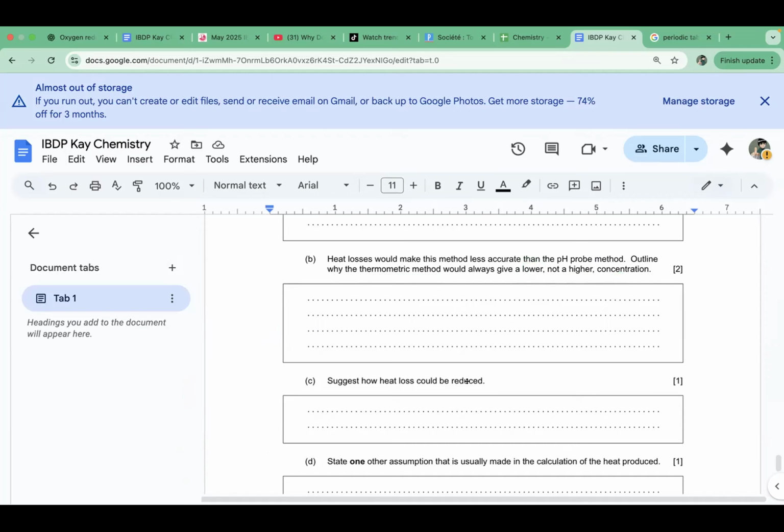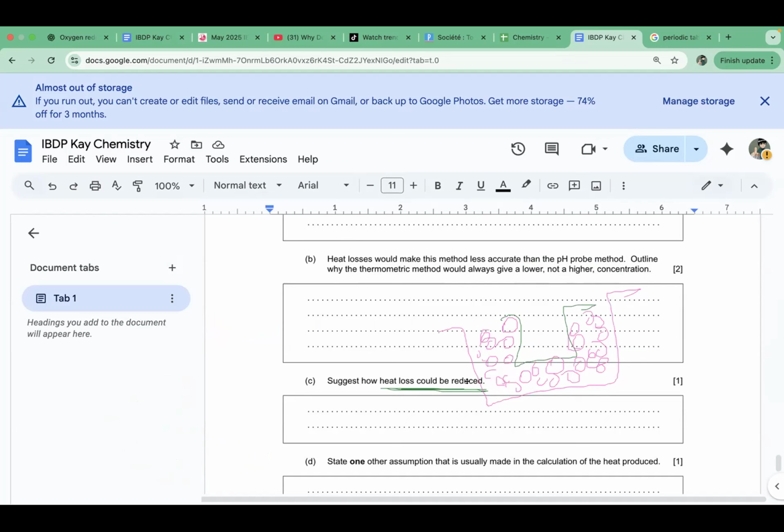Suggest how the heat loss can be reduced. Tell me. I told you this just now, the uncertainty we discussed. What we do? Tell me. We put it into a beaker. And we put a glass wool inside it, right? We put a glass wool. This is the thing we have to know, right? We do put a glass wool, right?